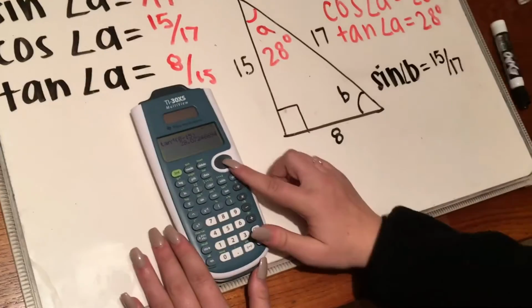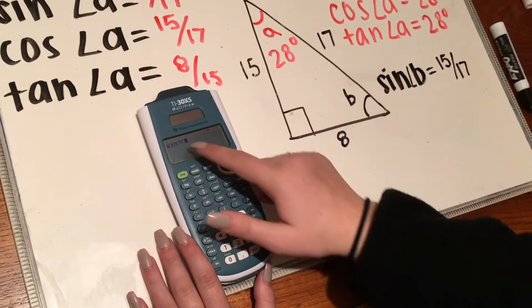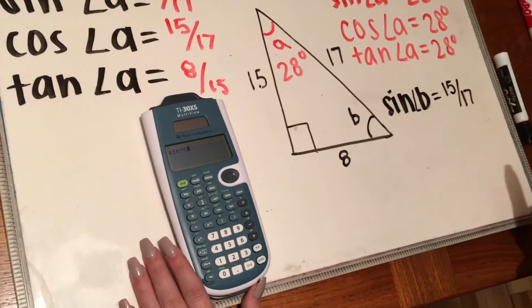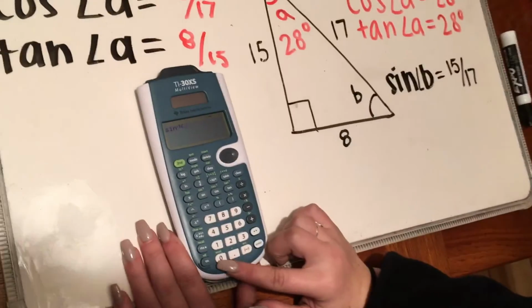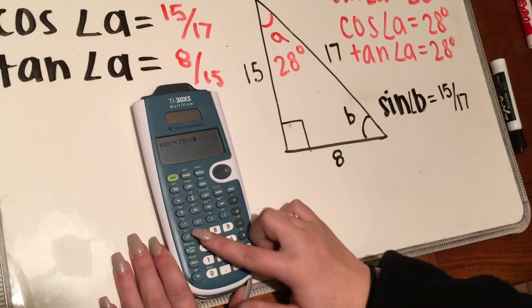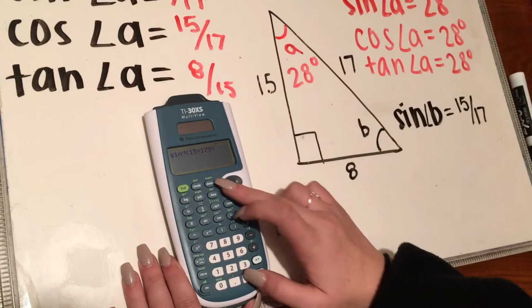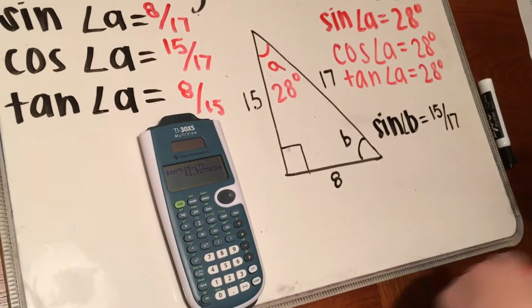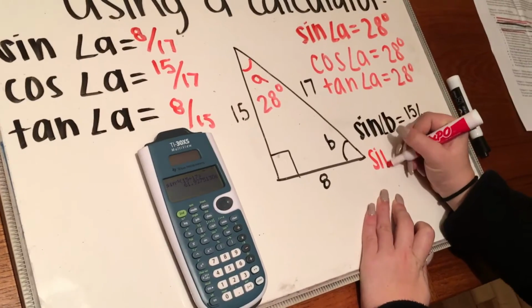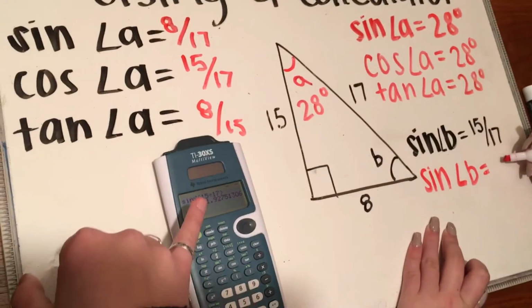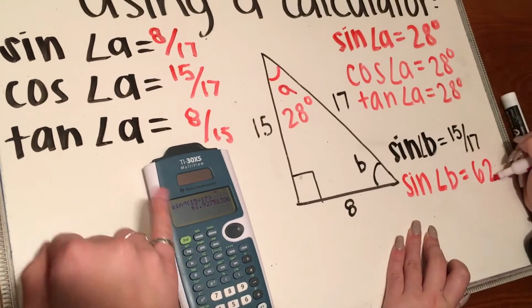So now, plug it into your calculator. Remember to use the inverse, because you're finding the angle. And you go 15 over 17. When I say over, I mean division. 17. You get 61.9, so it's going to round to 62.